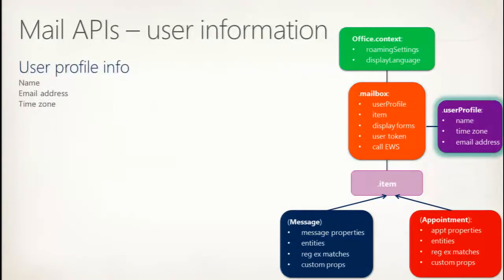And within our structure, right next to the mailbox, actually, we can see the user profile information. Again, this API is also unique to mail apps. You don't have access to user profile information within TaskPane or Content apps. And it provides exactly what you would expect, some basic user profile information: the name, the email address, the time zone. Actually, off of office.context, you can also get access to the culture. So if you want to localize your app and make sure that it's displayed correctly, then you can use the display language property.